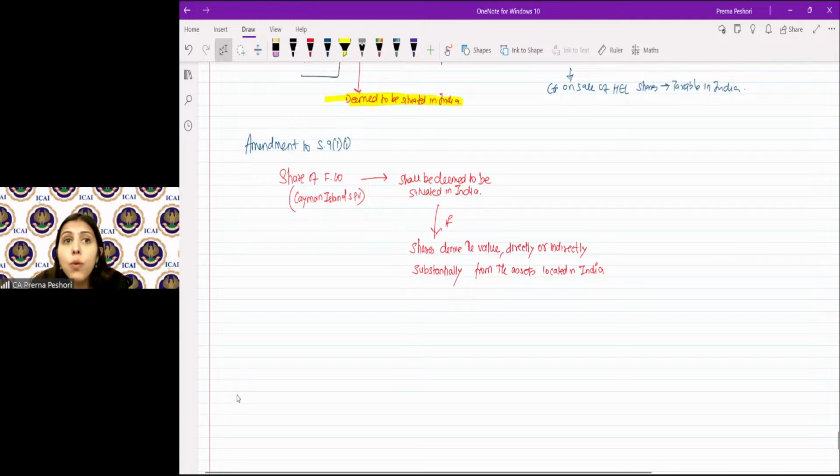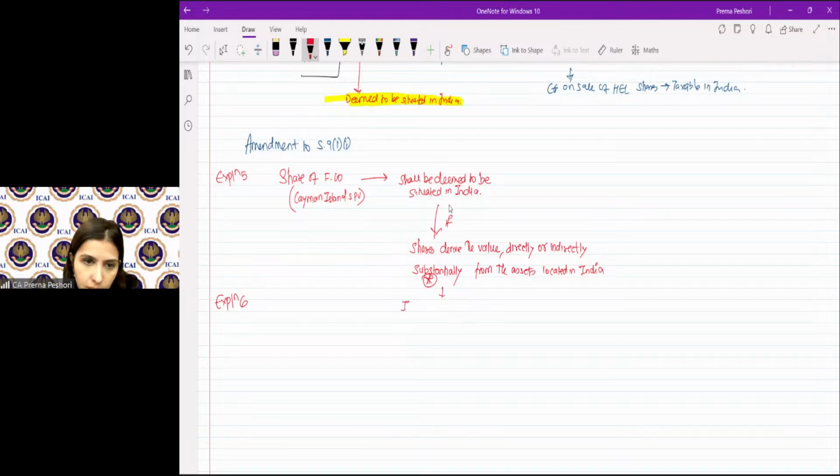Now you will ask me, ma'am, how will we know whether the shares derive the value from the assets located in India? So for that, the explanation 6 provides you the answer. So this is the explanation 5. Explanation 6 defines what is deriving the value substantially from the assets located in India. It says, if on the specified date. Now, what is specified date? I will explain it.